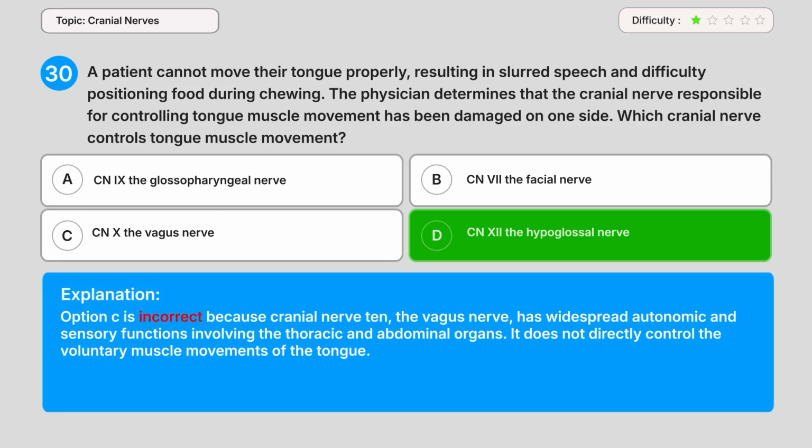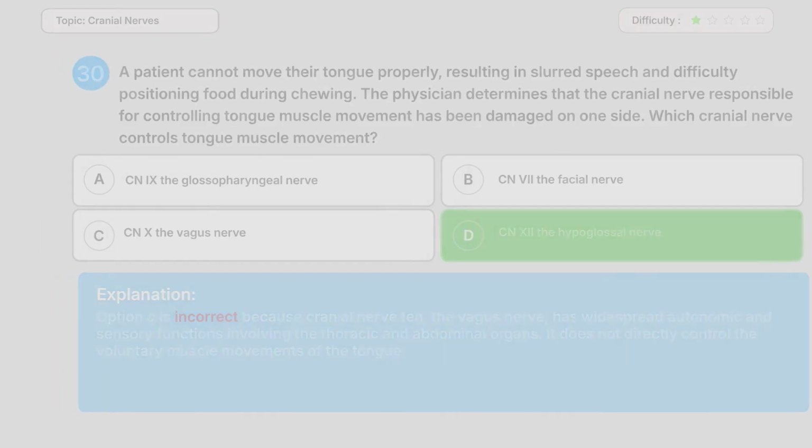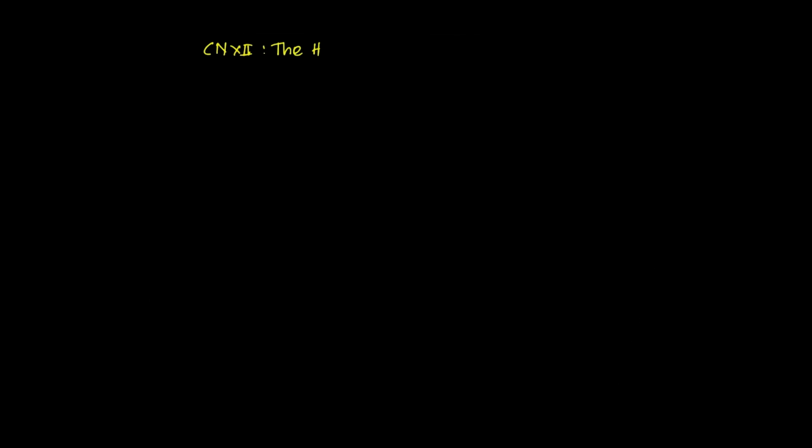Option C is incorrect because cranial nerve 10, the vagus nerve, has widespread autonomic and sensory functions involving the thoracic and abdominal organs. It does not directly control the voluntary muscle movements of the tongue. The patient can't move their tongue properly, slurred speech, trouble positioning food. The nerve that controls tongue muscles is CN12, the hypoglossal nerve.